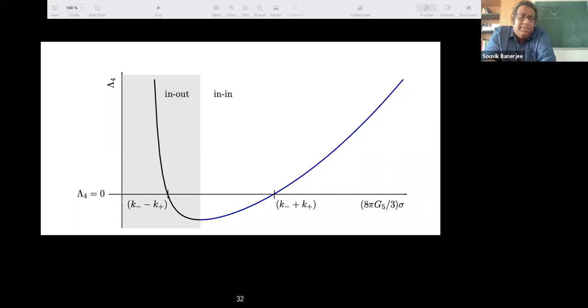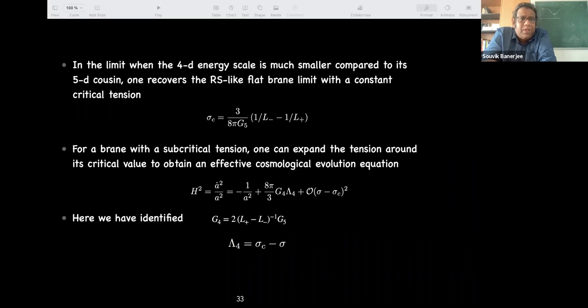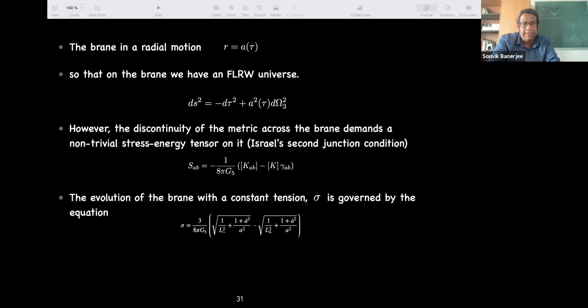Okay, and this is the comparison between ours and the Randall-Sundrum. So in the limit when this 4D scale is much smaller compared to the 5D scale, and this is what defines the critical tension, sigma c, then we can have a flat space limit. Flat space limit where the sigma c is identified as 1 by L minus minus 1 by L plus, which is K minus minus K plus for our case. And for the Randall-Sundrum case, it will be K minus plus K plus. This comes from this sign. As I mentioned, this sign is different in Randall-Sundrum than in ours.